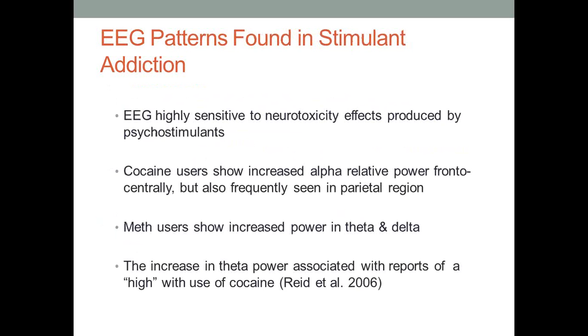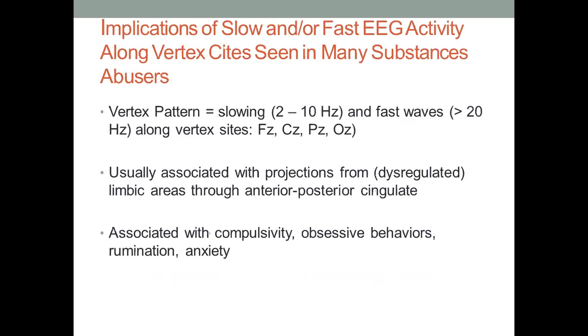EEG patterns found in stimulant addiction. EEG is highly sensitive to neurotoxicity effects produced by the psychostimulants. Cocaine users will show increased alpha power frontocentrally, and you will also frequently see it in the parietal region. I actually see it there probably more so than anywhere else, and I'll show a slide in a minute with that. Meth users show increased power in theta and delta, and the increase in theta power is usually associated with reports of a high in the use of cocaine.